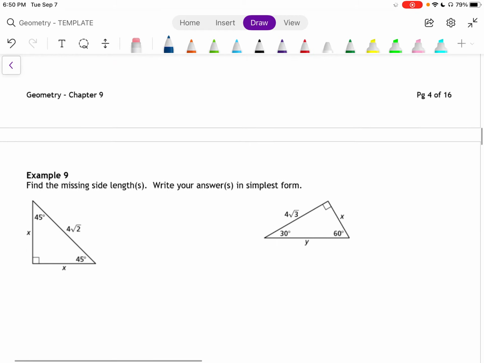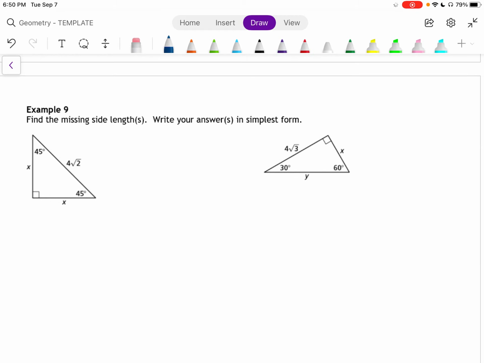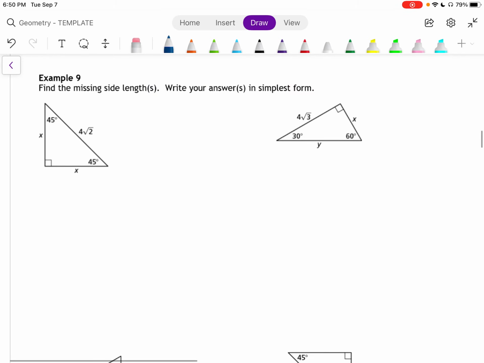All right, scrolling down. Number 9. Again, we're finding missing side lengths. Right here on the left, x is going to be equal to 4. It's a 45, 45, 90 triangle, and I just look at my hypotenuse, and I take out the root 2.